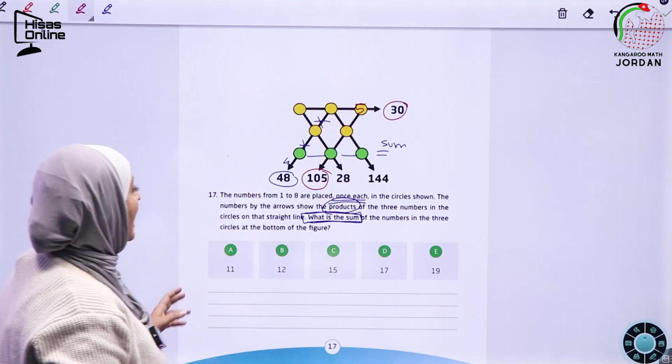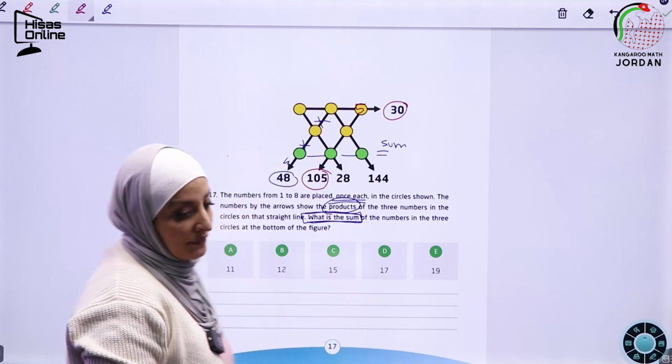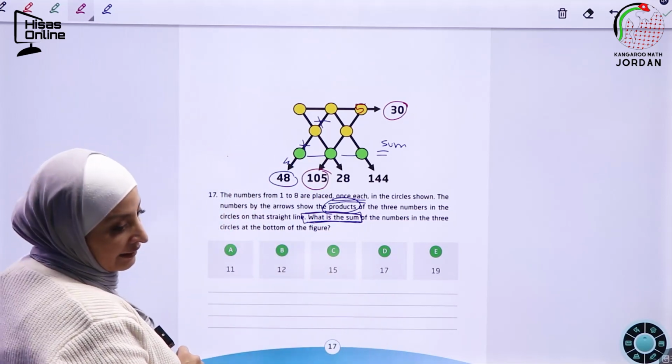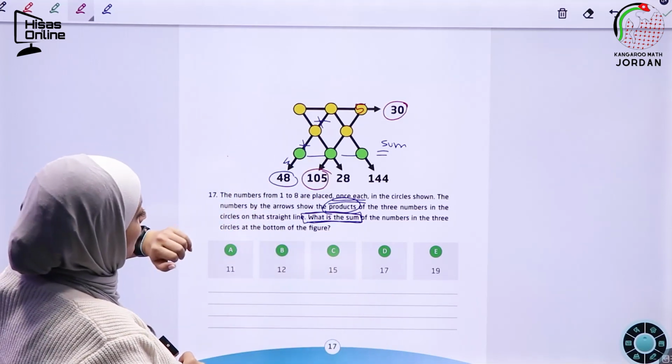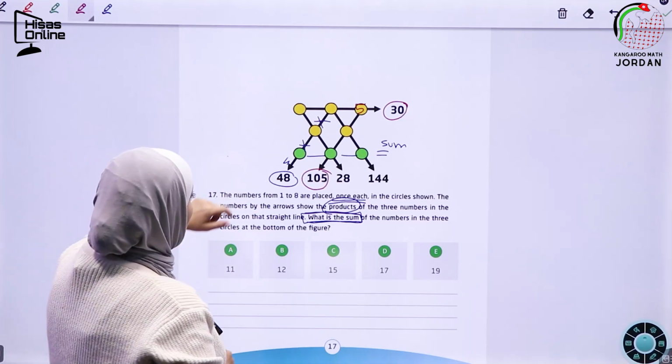Good to know. And if we think the same way with 30 and 105, we said the 30 and 105 share 5, and we place 5. Now what about 28?